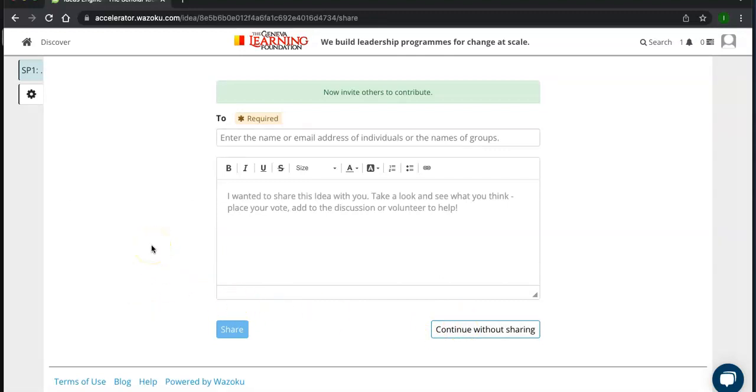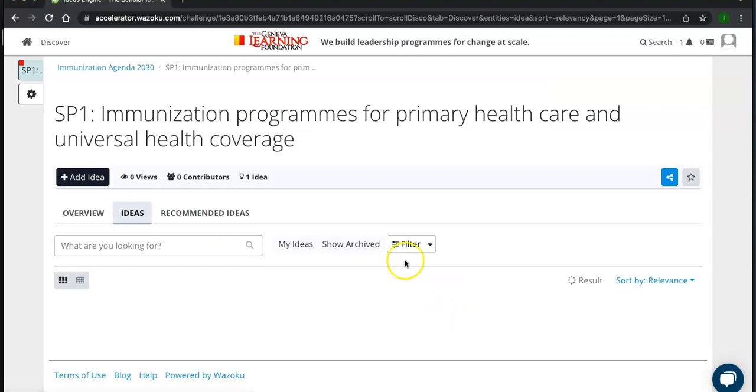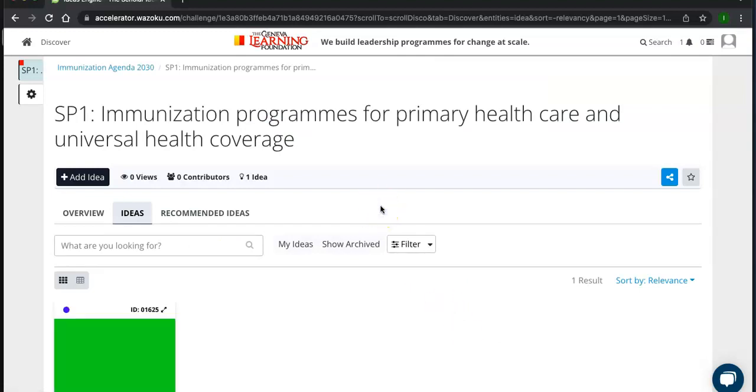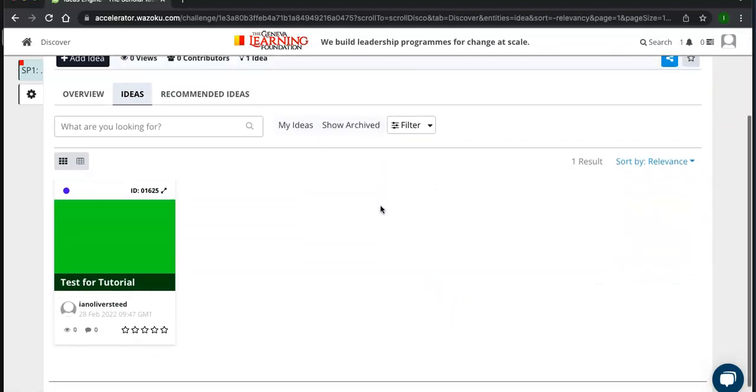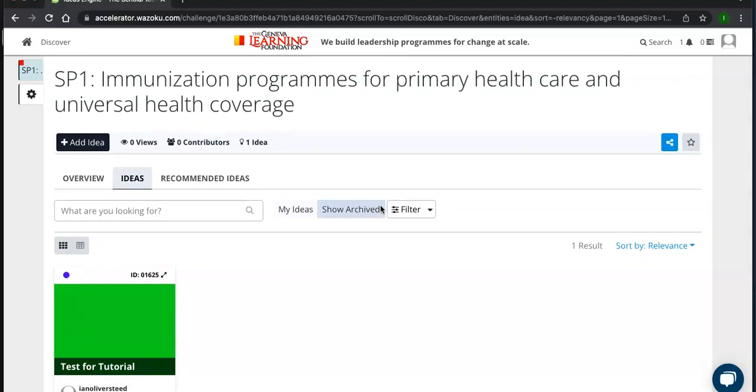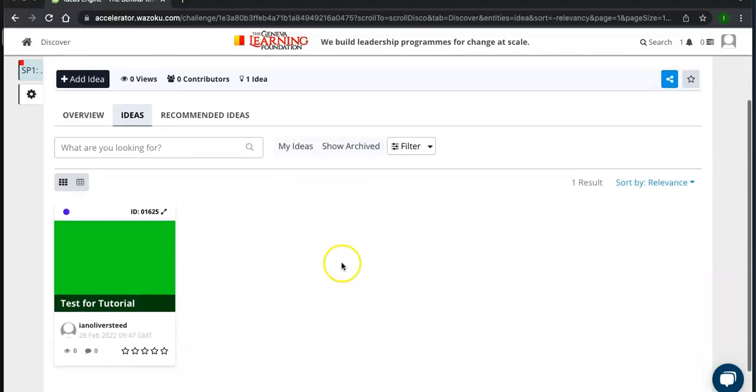You have the opportunity here to share your idea directly with other people. That's absolutely fine if you have a colleague you'd like to share it with. Otherwise, you can continue without sharing. And when we look here in the SP1 space, we see that the first of the ideas is now visible.